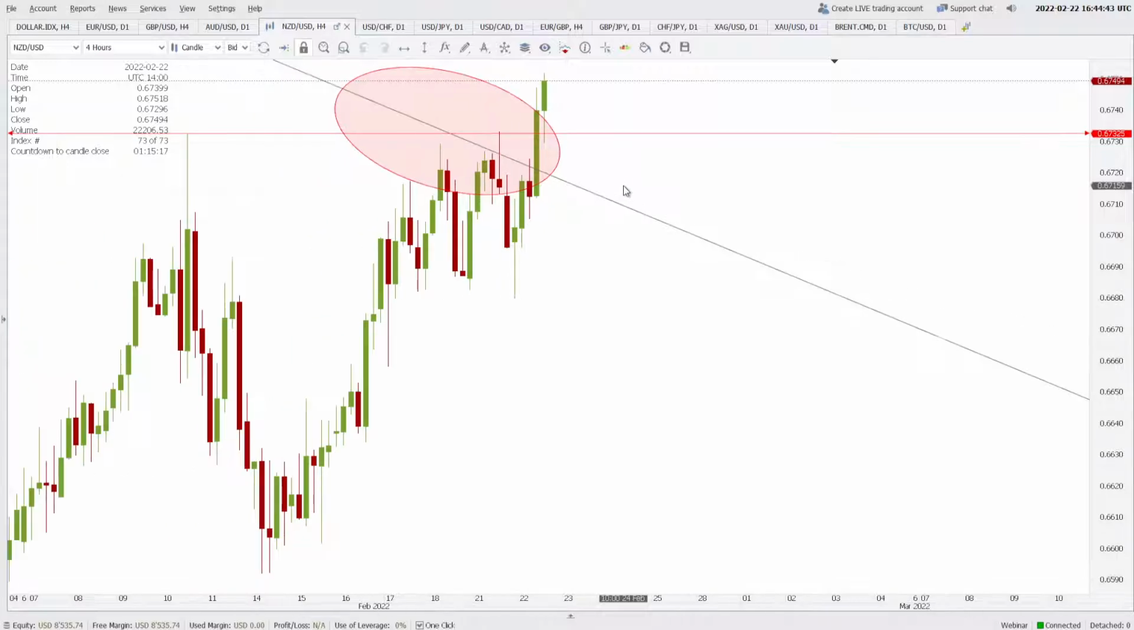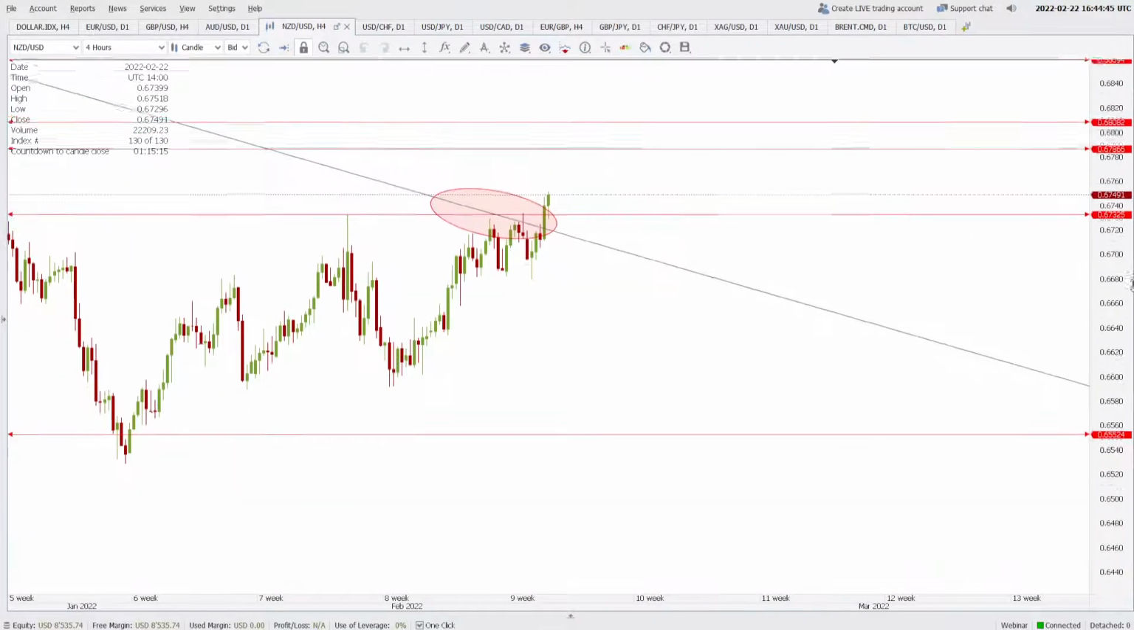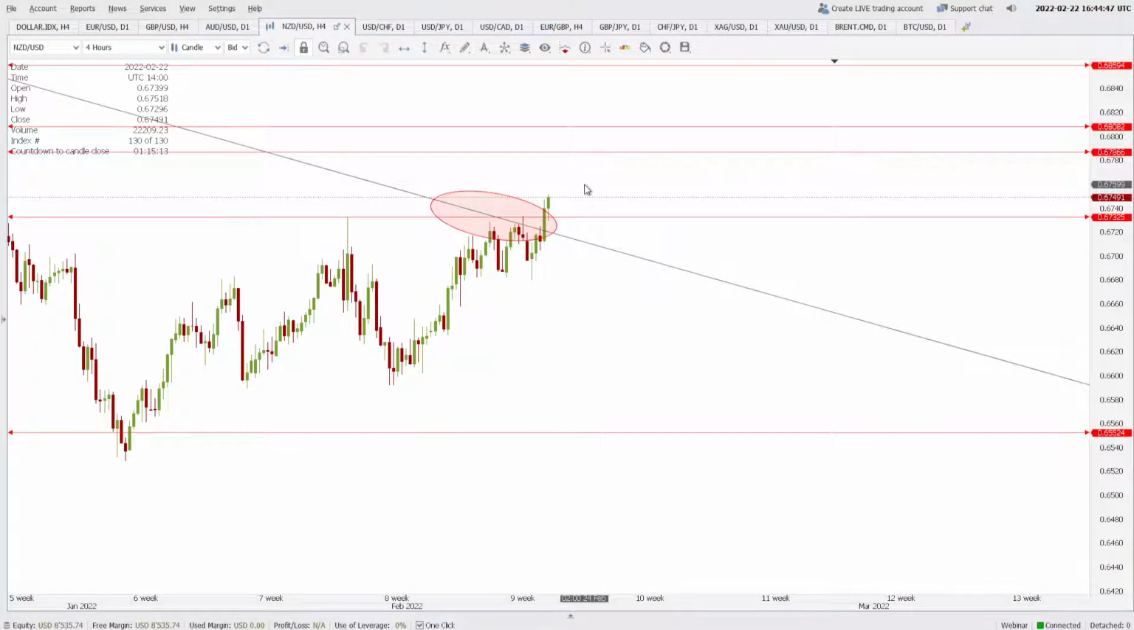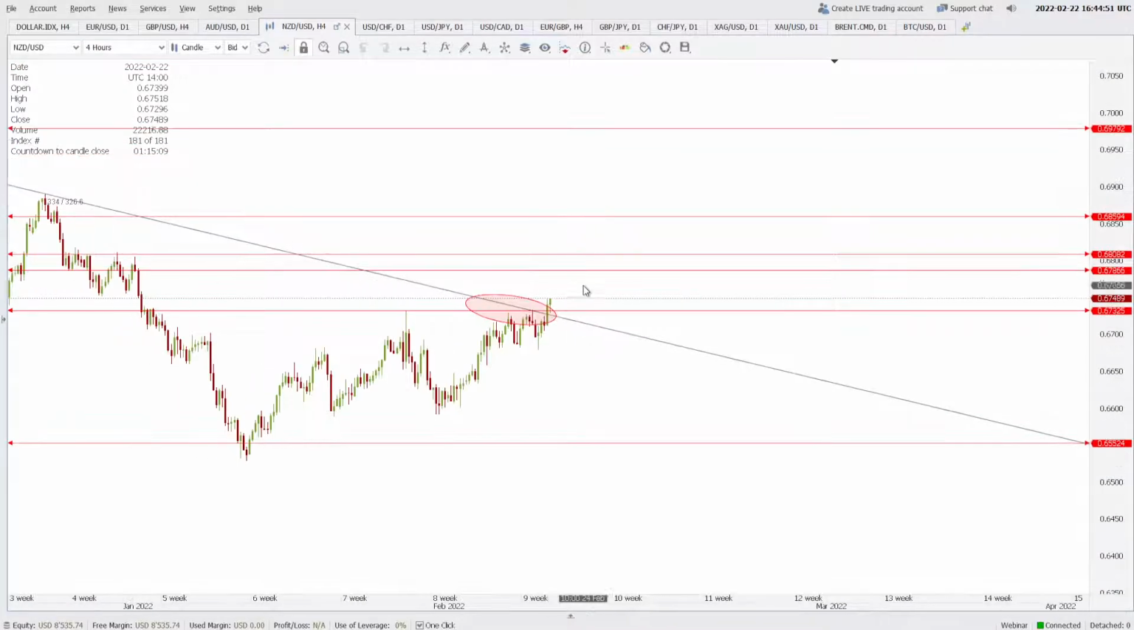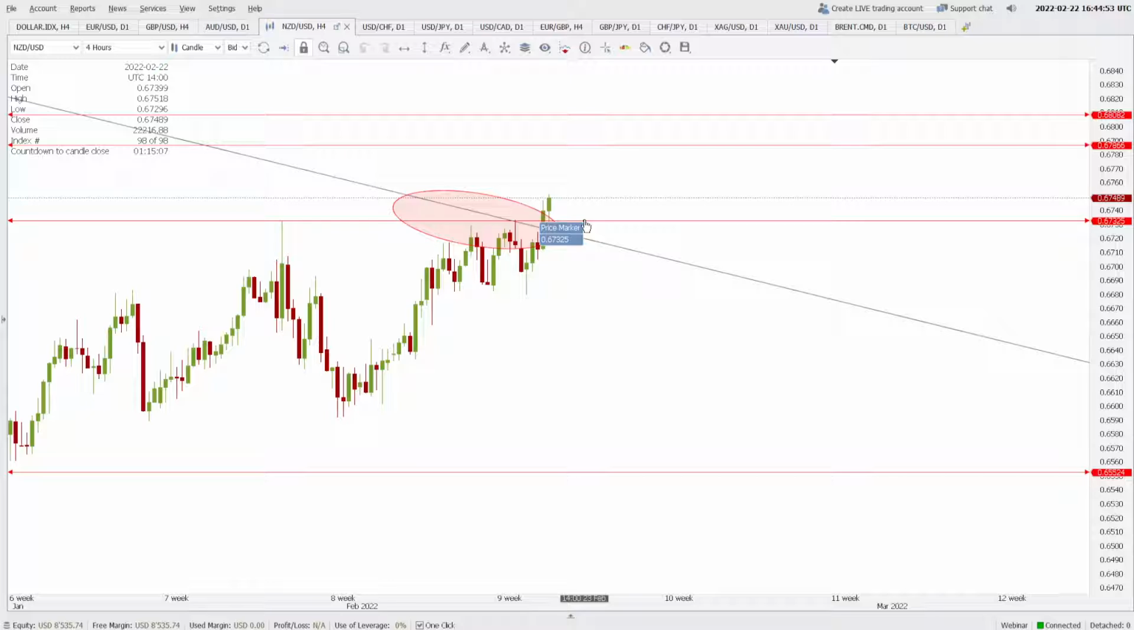Okay, and even this has been tested as a fresh support. Now I think the prices are definitely going to touch 0.6786. This is the next resistance actually. Now this area, 0.76732, should be holding as the fresh support for the New Zealand dollar in the coming time.